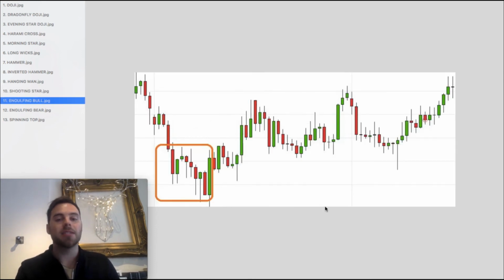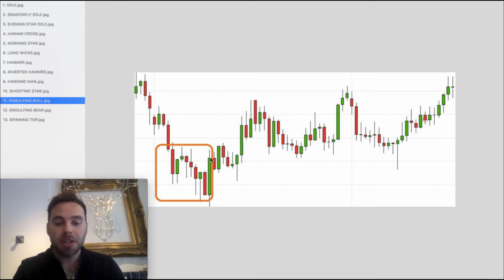Now, engulfing patterns. Engulfing patterns are probably the most reliable candlestick pattern that I find that I can trade. Now, what an engulfing pattern is, basically, is that you have a candlestick body which is so large it engulfs the previous candles before it. Now, the number of candles it engulfs or swallows up, the more bullish or bearish that candle is.